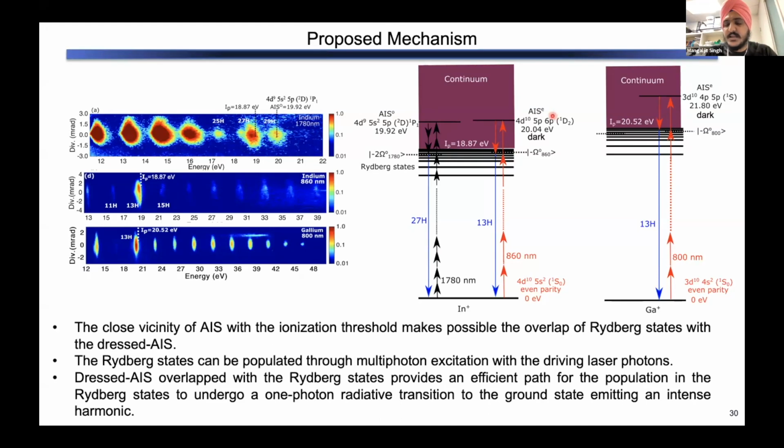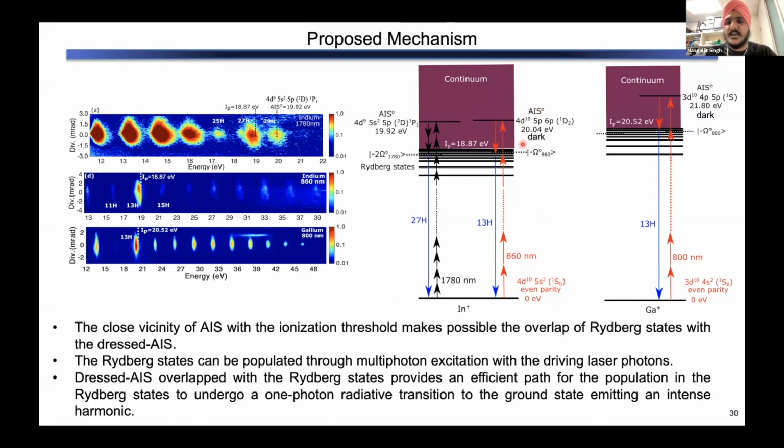An interesting thing that I would like to mention here is that at 860 nanometer, the autoionizing state at 20.04 electron volts has the same parity as the ground state. The ground state is of even parity, and the autoionizing state is also of even parity. So at this laser condition, this autoionizing state cannot directly participate in the harmonic generation process, because the transition from the even parity autoionizing state to the even parity ground state is forbidden.